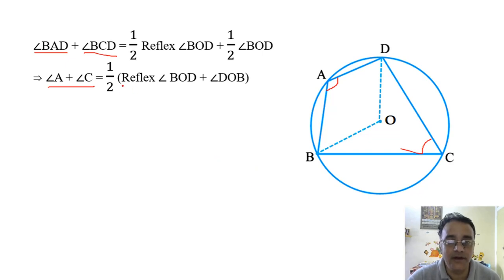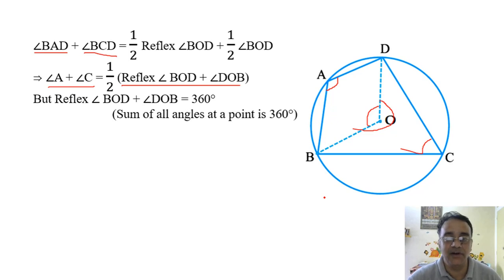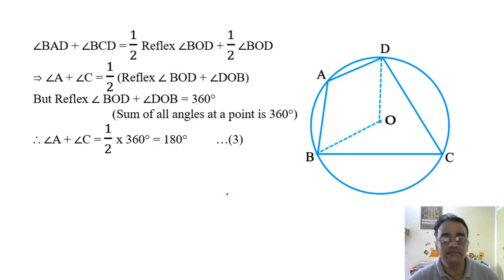Yes, sir. Okay, now what is the sum of this angle? What is the sum of this angle? 360 degrees. Why 360 degrees? Because the sum of all the angles at a point is 360 degrees, or you can say the complete angle. Okay, so the sum of all angles at a point is 360 degrees. Now we are going to replace this as 360 degrees, so we'll get 180 degrees. Any doubt? No, sir. Okay, so first part हो गई हम लोग का.